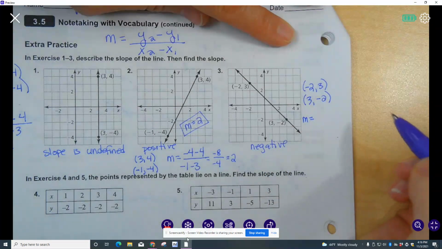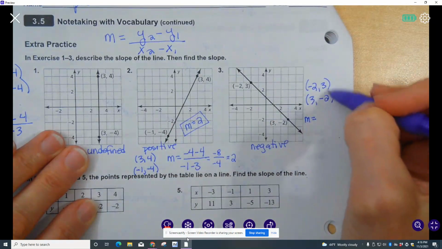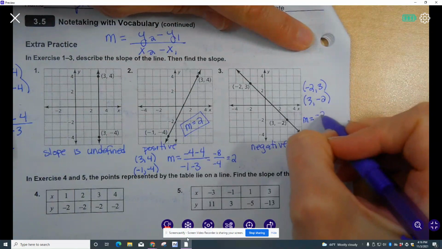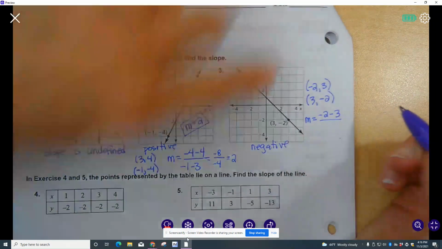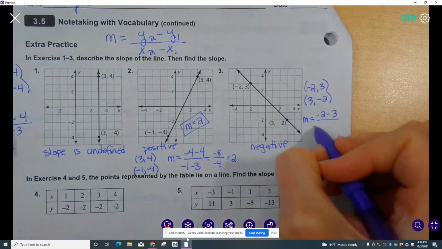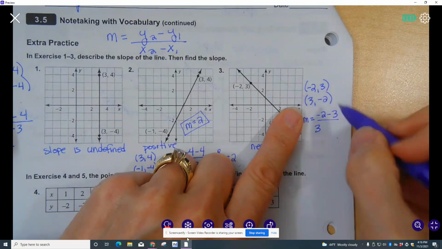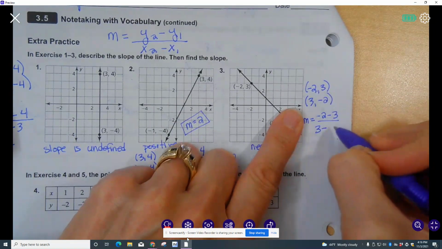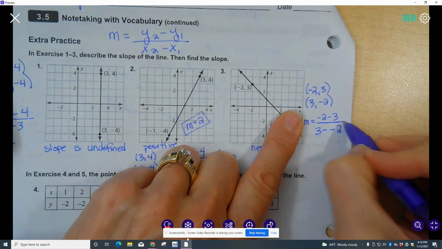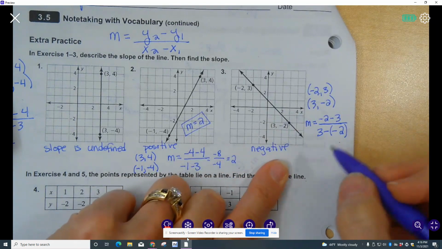And then all you need to remember is on the top of my fraction, I put my y's. There's my y's all lined up. -2 minus 3 all over. Here's my x's all lined up. 3 minus, this one we got to be careful. We're minusing a -2. You could even put that in parentheses. That would be more proper.